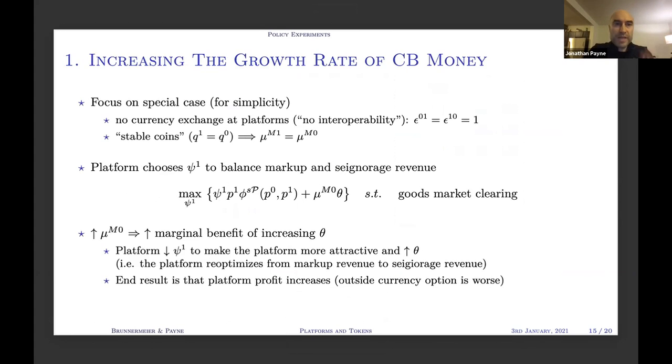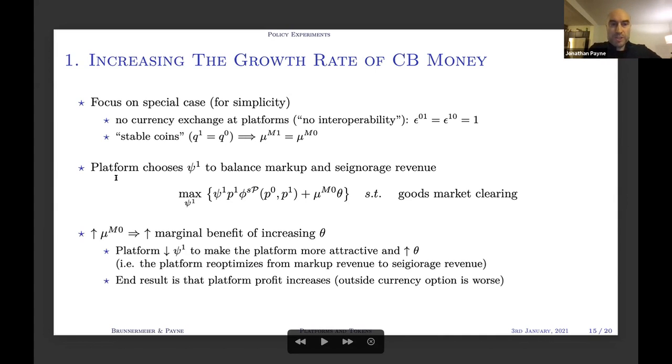So first of all, increasing this growth rate of money. To keep things simple, I'm going to focus on a special case where we think about no currency exchange at the platforms at all. So this is a non-interoperability case where the exchange rate fees are so high that you only use dollars on the public platform and you only use tokens on the private platform. And we'll restrict attention to stable coins to get a clean formula so you can see what's going on.